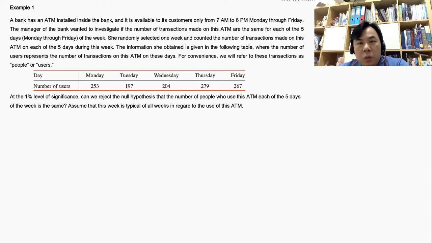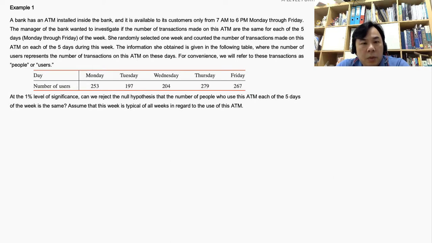Now we want to carry out a chi-square hypothesis test to check, at the 1% level of significance, whether we are able to reject the null hypothesis that the number of people who use this ATM each of the 5 days of the week is the same. We want to see whether we are able to reject, or we don't have sufficient information to reject. We will see that in a while.